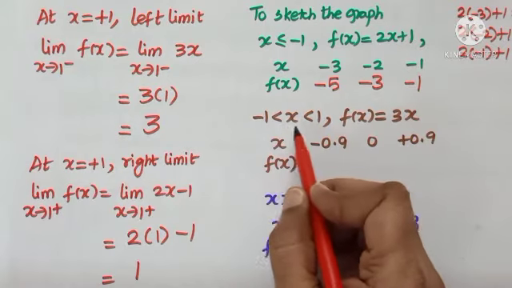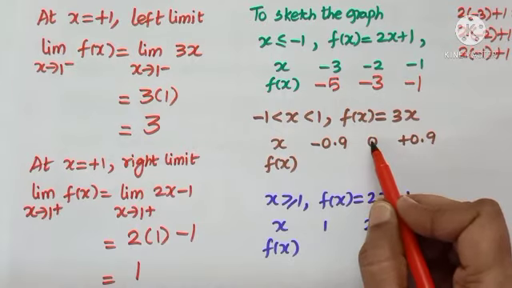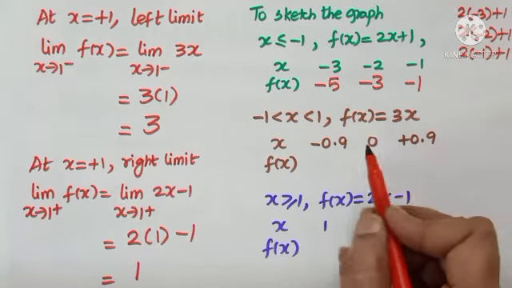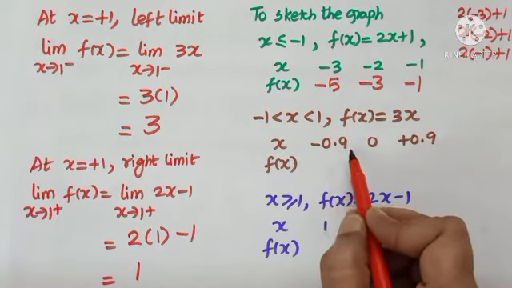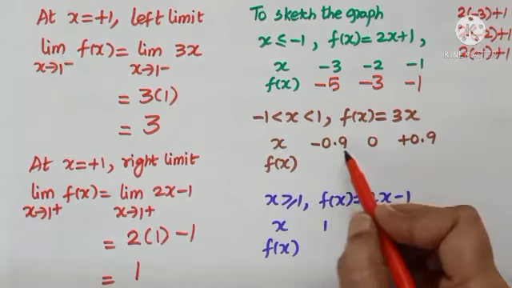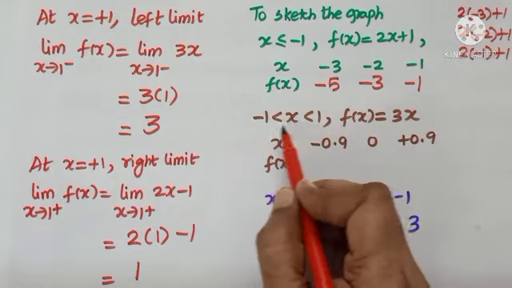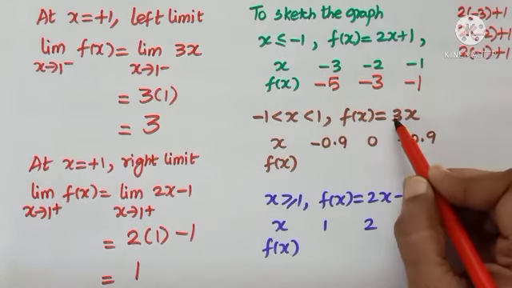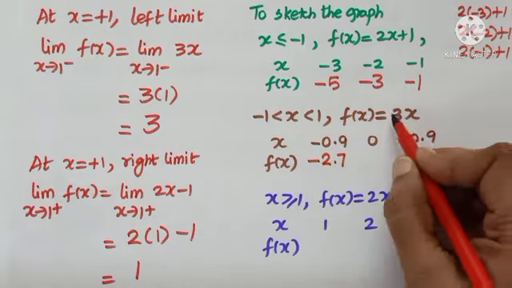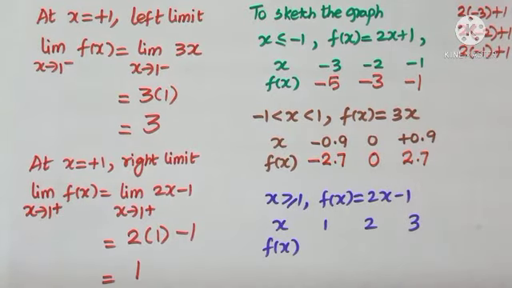Between minus 1 and 1, they are only decimals. One value easy is 0, and I can put 0.1, 0.2, 0.3, anything. Let us substitute 0.9. And to the left, minus 0.1, minus 0.2 up to minus 0.99999, I can substitute. So for easy sake, let us take minus 0.9, plus 0.9, and 0 inside this interval. As I substitute 3 into minus 0.9, I get minus 2.7. 3 into 0 is 0, and 3 into 0.9 is 2.7.